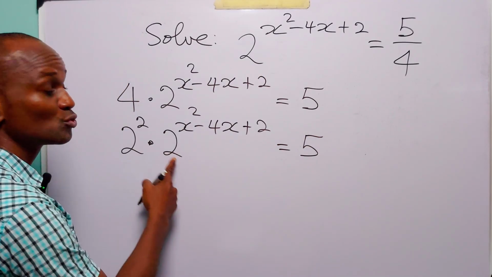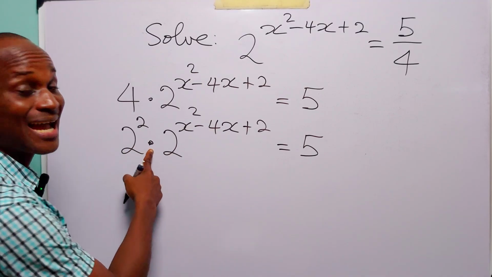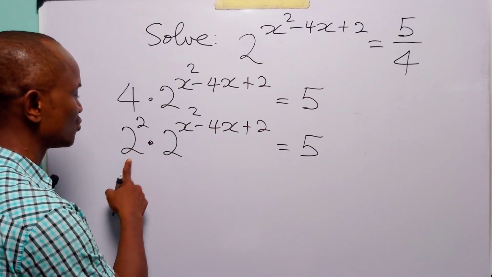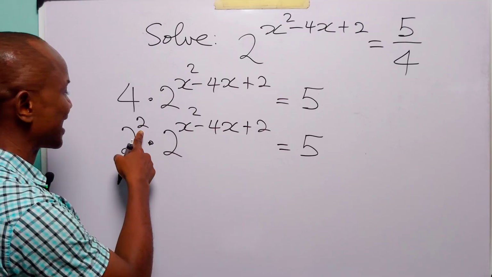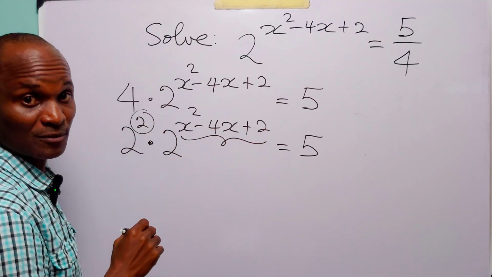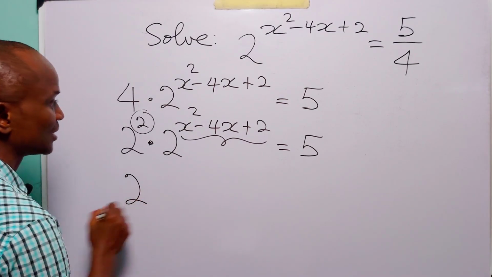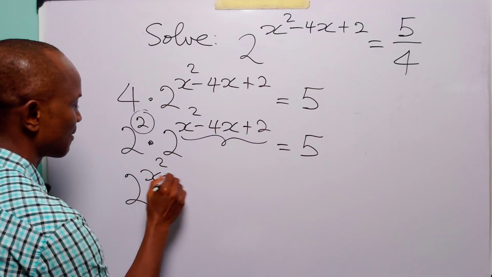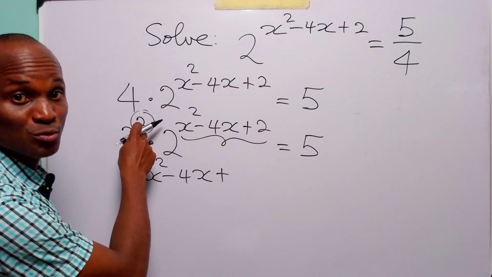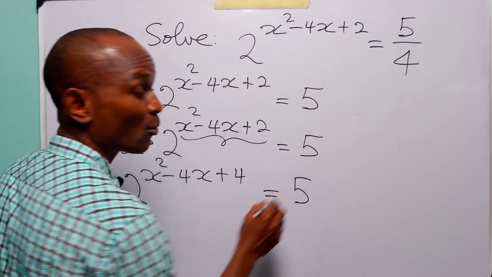Now you can see that we have two numbers that are in the same base, that is base 2, and they are multiplying themselves. According to our laws of exponents, we can combine these two numbers by simply adding their exponents. When we add 2 to this quadratic expression, on the left hand side we have 2 to the power x squared minus 4x plus, here we have 2 and here we have 2. 2 plus 2 is equal to 4. So this is 4 and everything is still equal to 5.